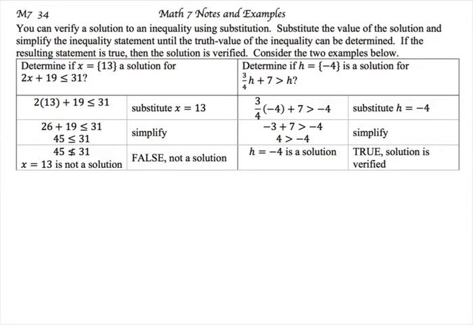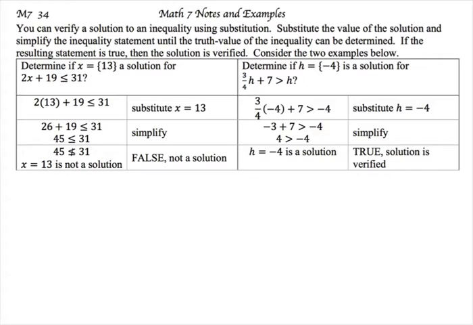Let's look at some examples about verifying a solution. You can verify a solution to an inequality using substitution. Substitute the value of the solution and simplify the inequality statement until the truth value of the inequality can be determined. If the resulting statement is true, then the solution is verified. Consider the two examples below.